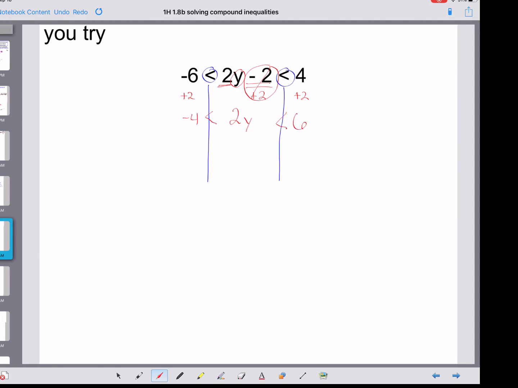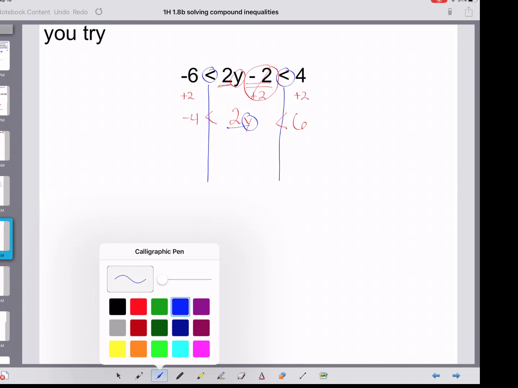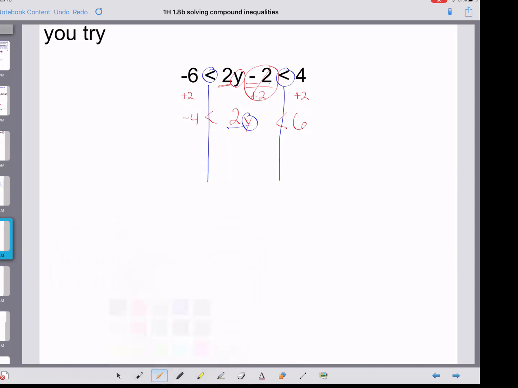I am still trying to get my variable alone, still trying to get y alone, and I have a coefficient. The way that we get rid of coefficients is by dividing. So let's divide all three sides by 2. All right, it's going to cancel out these 2's. I'm going to bring down the inequality signs right now. Keep in mind that if you do multiply or divide all these sides by negative, you will still need to flip the inequality signs, but we divided by positive, so we're not going to do anything there.